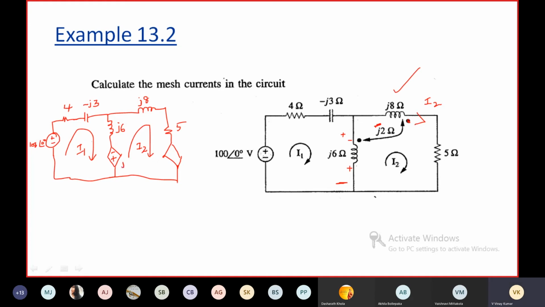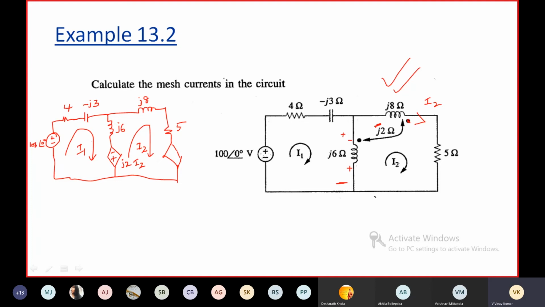So what is j omega M? j omega M is j2. This is impedance, impedance multiplied by current. Because of which current is the mutual induced EMF induced in this coil? Because of the current flowing through the other coil, meaning I2. So j2 I2. Right.